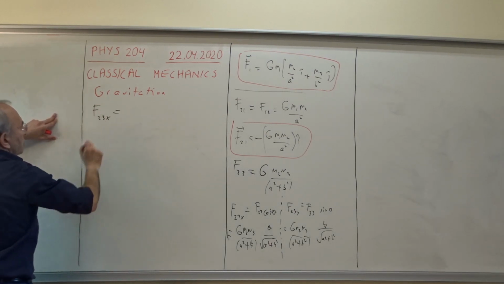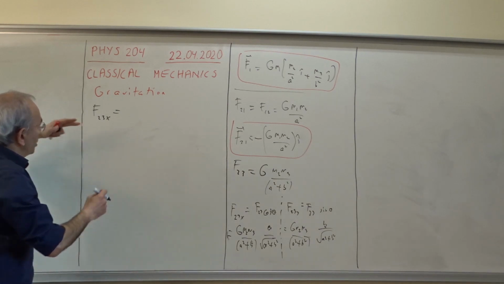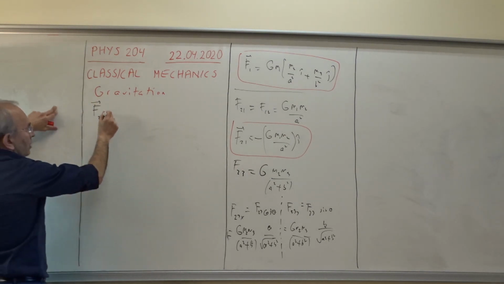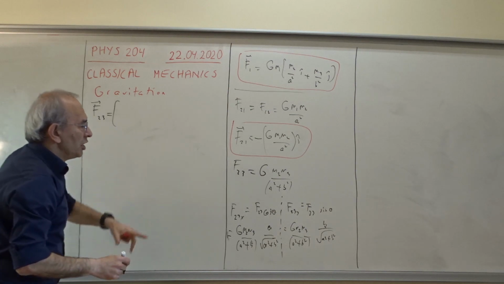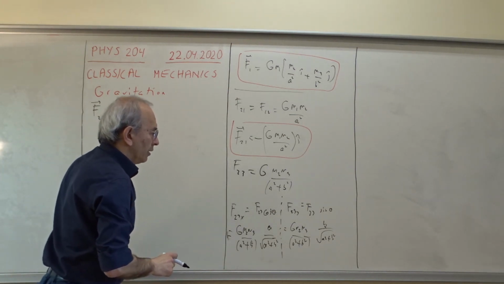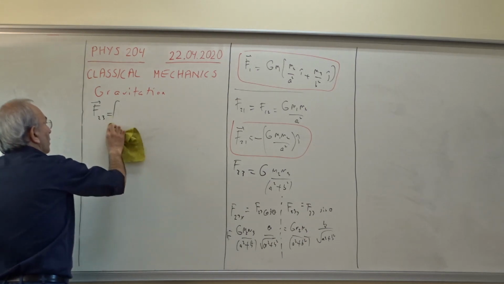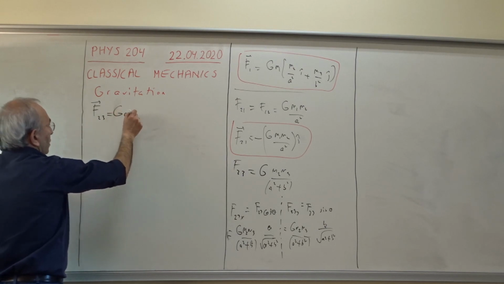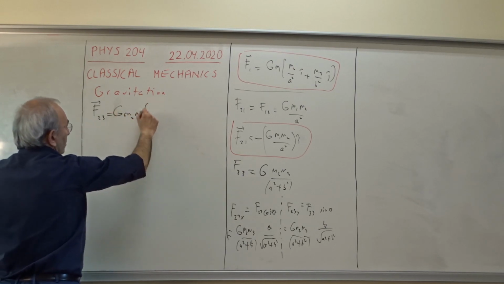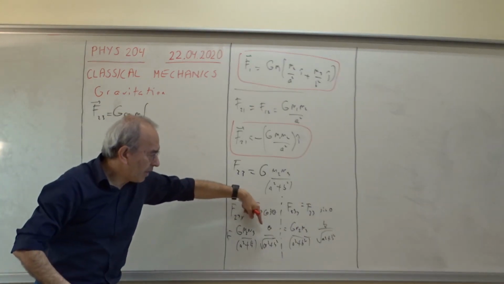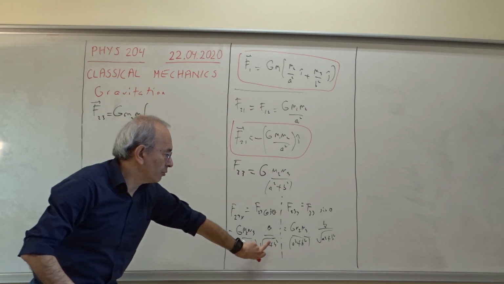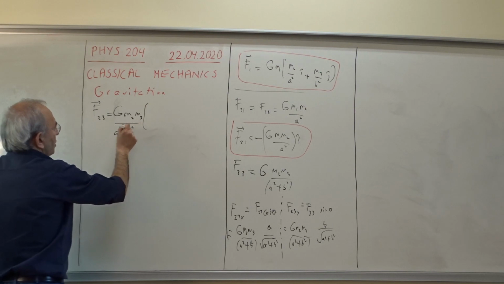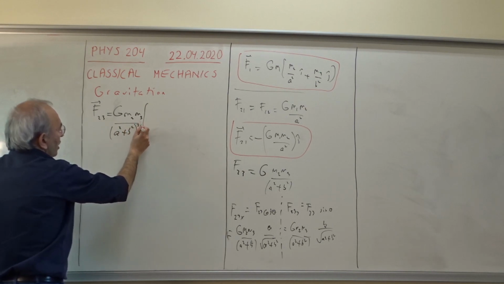F23 x component is, or in general, F23, not just the x component, let me write it in vector notation. It is, first of all, G, M2, M3 are common terms. Let me write G, M2, M3 outside, G times the masses, multiplied by what is remaining here. We have A over this term to the power of 3 halves. We can even write it outside: A squared plus B squared to the power of 3 halves.